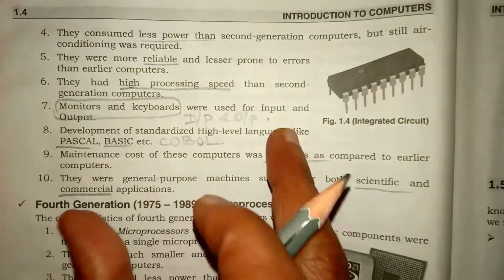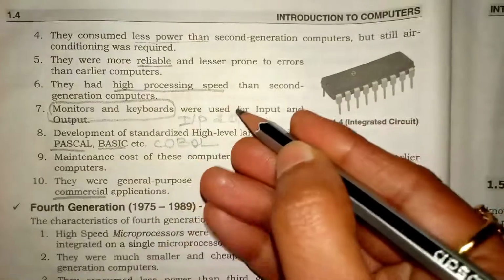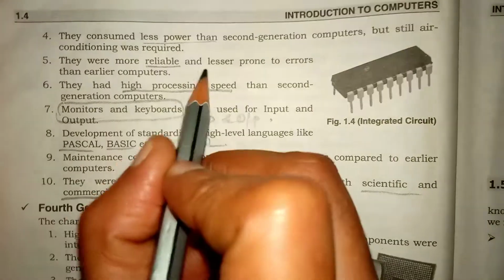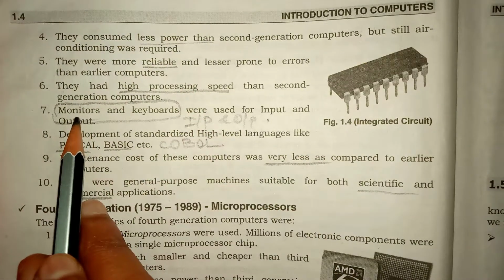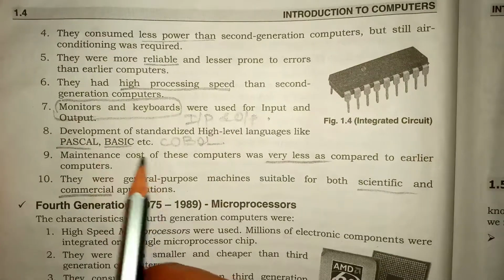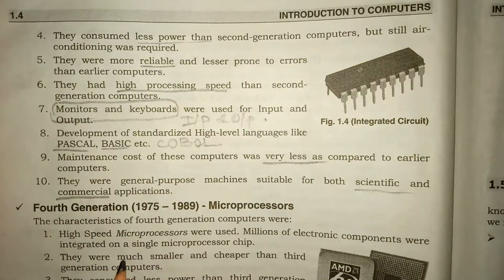Here what you have to observe is, in this generation size decreased, performance increased, power consumption decreased, and they were reliable with more processing speed. New types of input output devices were introduced, and high level languages were also introduced. This is about the third generation.